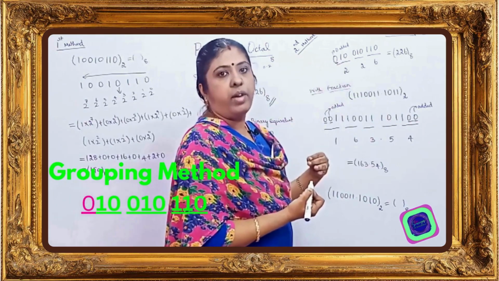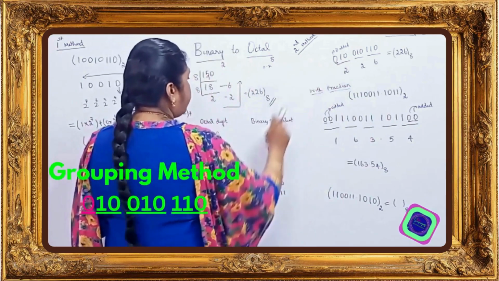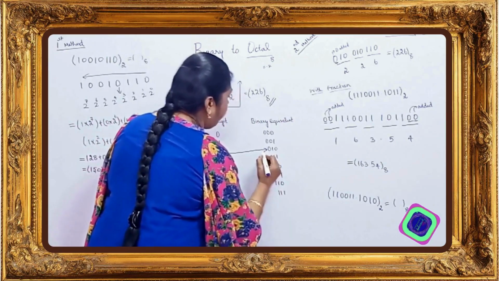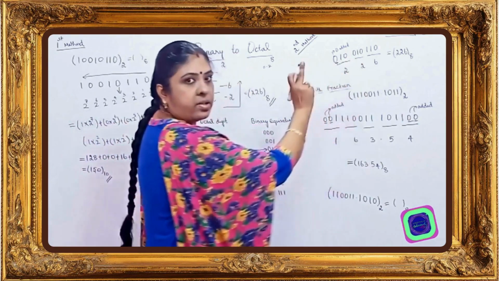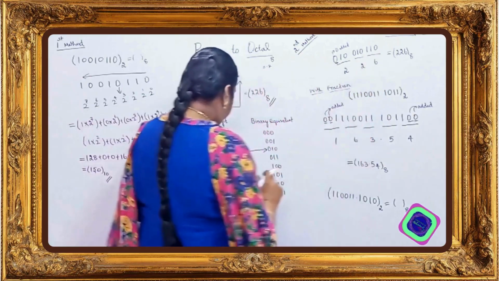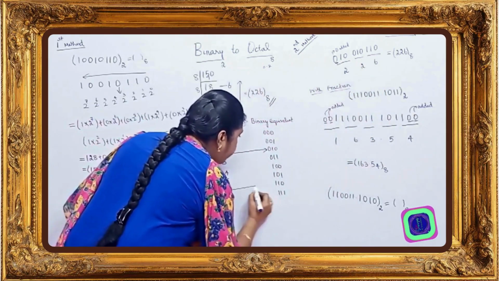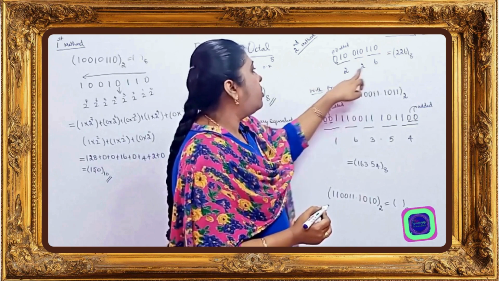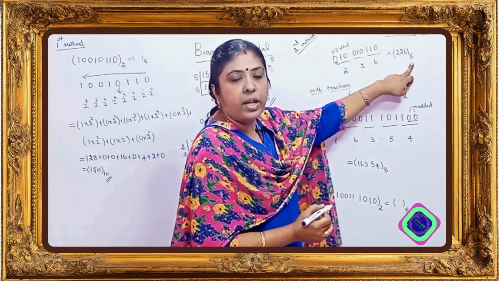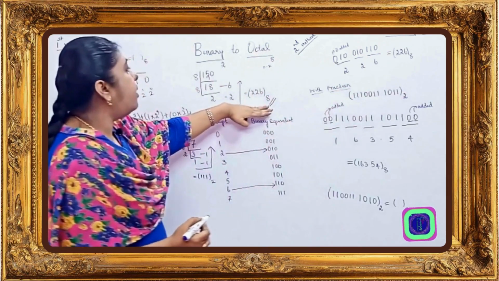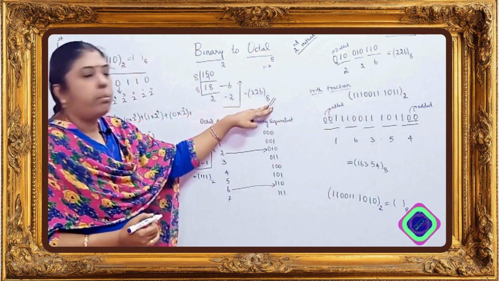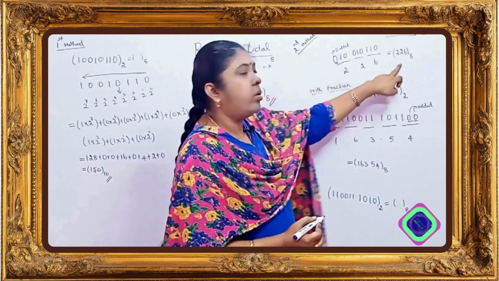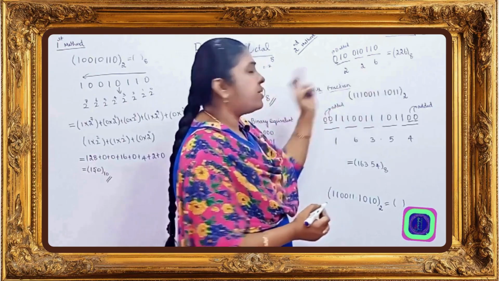And then the equivalent octal value can be found. For 0, 1, 0, its value is 2. Again 0, 1, 0, its value is 2. And for 1, 1, 0, it is 6. So the concerned octal number is 2 to 6 to the base of 8. That is the answer we got in the first method. By the grouping method, we can directly convert from binary to octal, and we get the same answer.